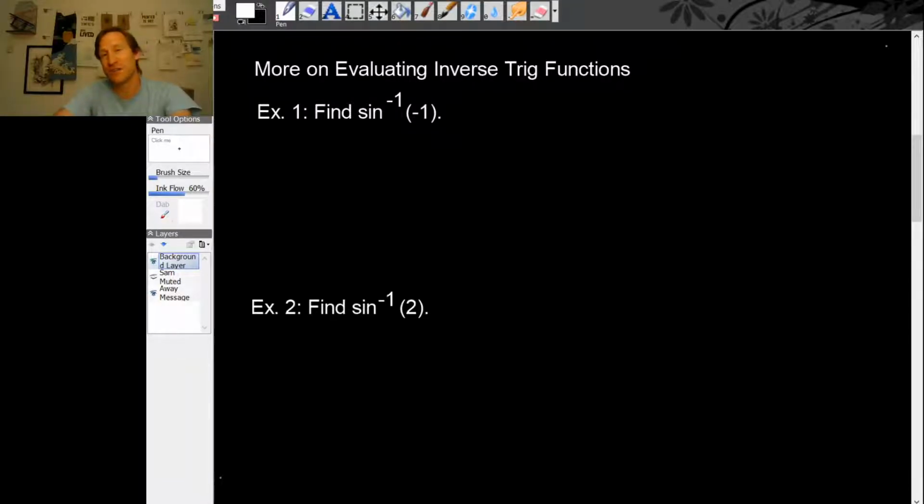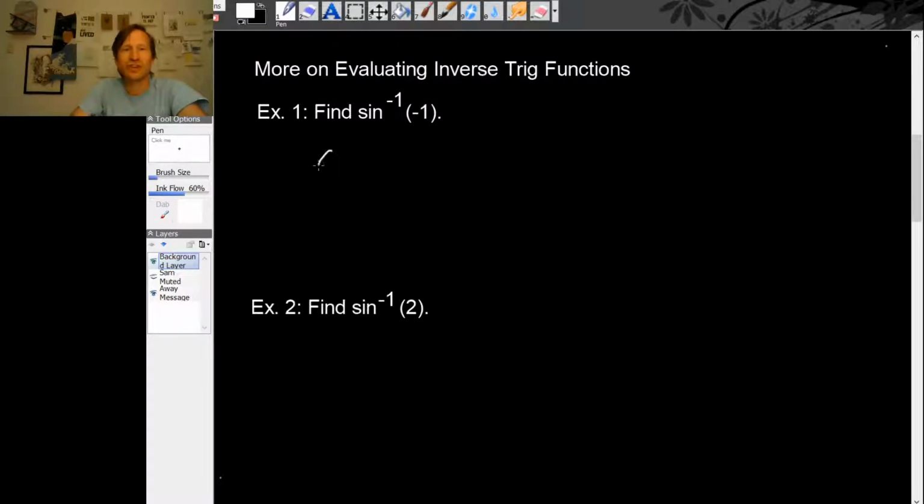Because we had to chop off so much of the graphs of sine, cosine, and tangent in order to produce inverse functions, there's going to be some trickiness involved about their domain when we go to actually evaluate inverse sine, cosine, and tangent. Let's look at some examples. So first, let's find inverse sine of -1.